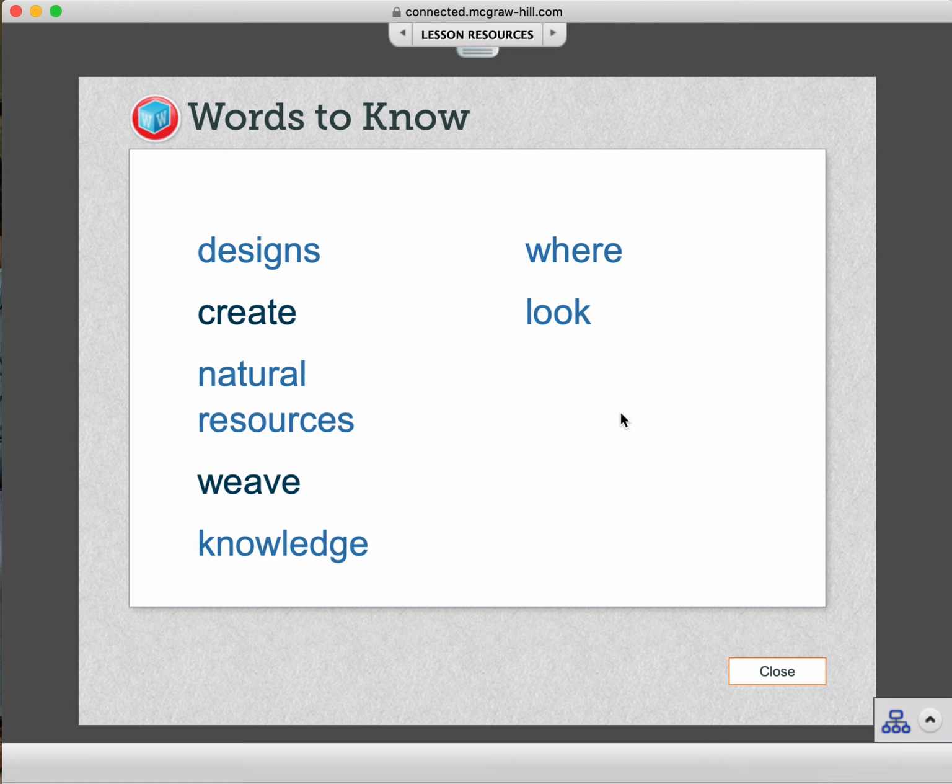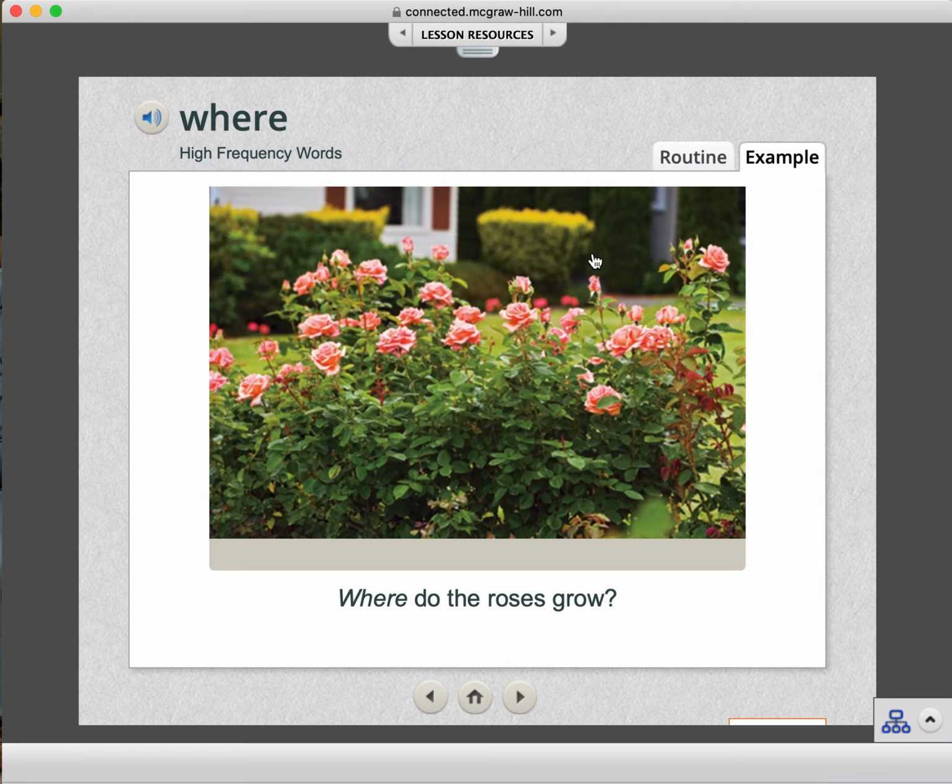We have our two sight words for this week, but mainly we're going to be focusing on this first one today. The word is wear. Where do the roses grow? Now, this word wear is not like the clothes that you wear. It's a question word, just like they gave in the sample. Where do the roses grow?